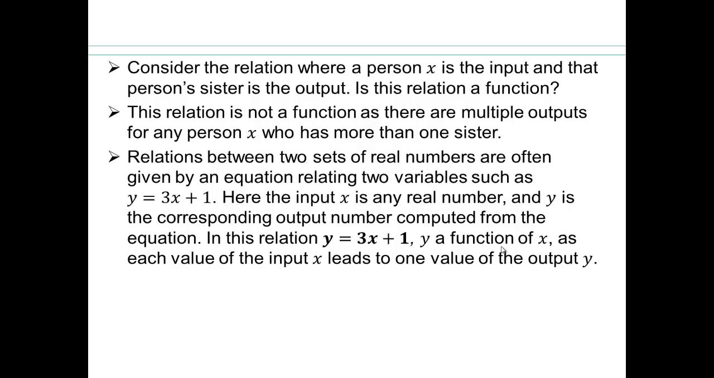Relations between two sets of real numbers are often given by an equation relating two variables like x and y, temperature, and altitude you're at. So there can be many different quantities that are related to each other. When you write it in this form, y equals 3 times x plus 1, x is the input, and y is the output. So each input of a real number x will generate one output, because you're taking that number, multiplying by a 3, and then adding a 1. So this relationship here is a function.